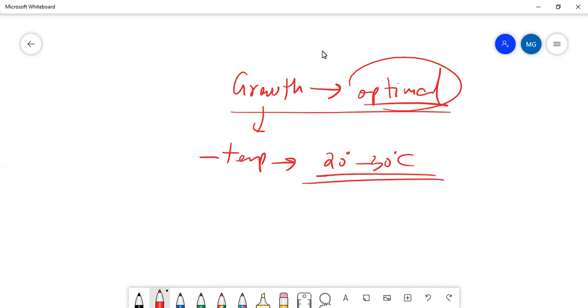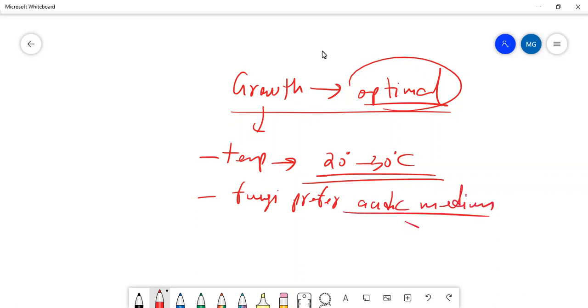ठीक है, दूसरी चीज आपने याद रखनी है, ये जो फंजाई है, फंजाई normally prefer acidic medium for growth. They prefer acidic medium. ये याद रखो आप, for their growth. Normally, the pH should be something around 6, slightly acidic. pH, suitable pH is something around 6.